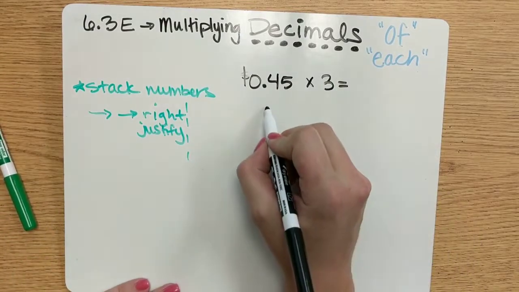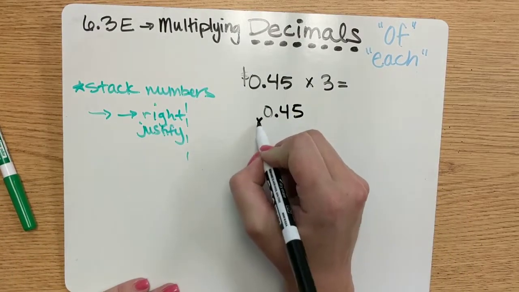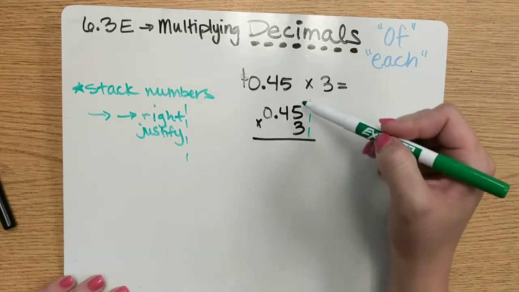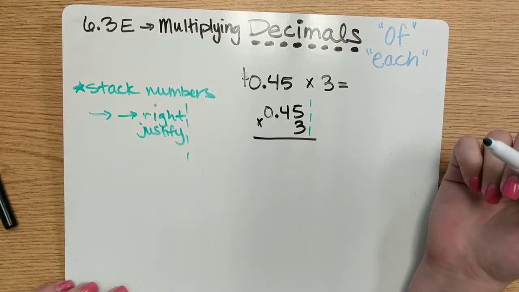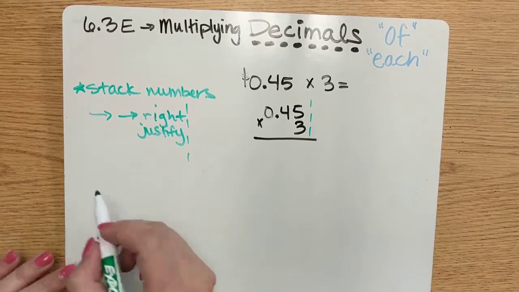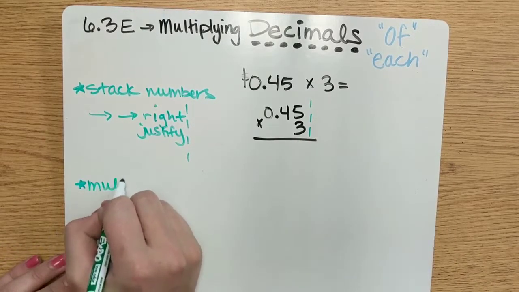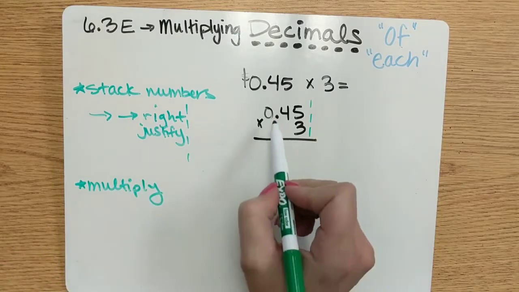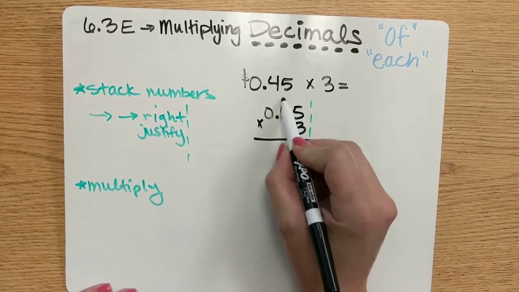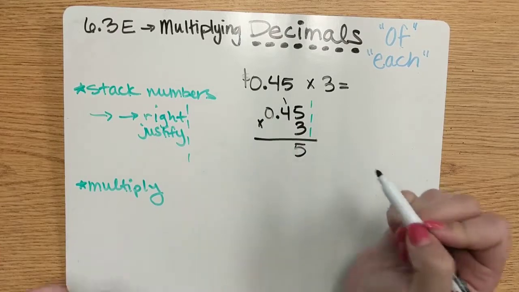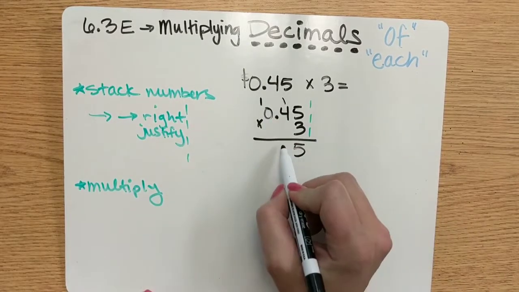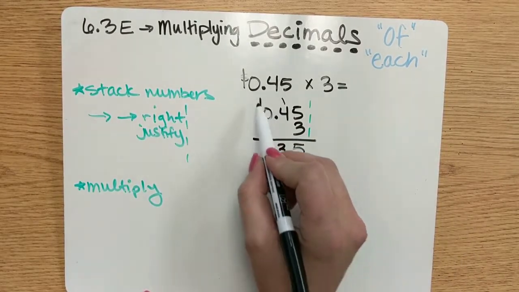So here we go. I have 0.45 times 3. You see right here how I right justified everything. You just want to line up the last digits together. Then we're just going to multiply like normal. We're really not concerned with the decimal at this point. 3 times 5 gives me 15, carry the 1, drop the 5. 3 times 4 gets 12, plus 1 is 13, so carry the 1, drop the 3. 3 times 0 is 0, plus 1 is 1.